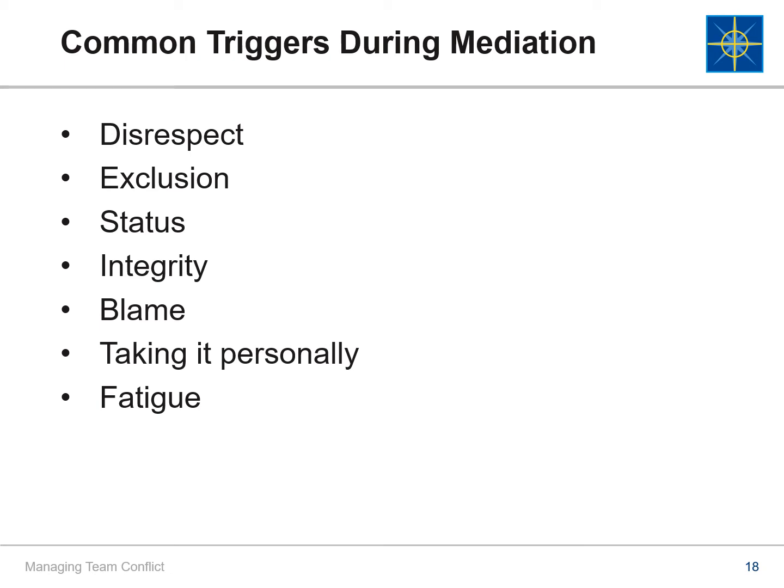Be alert for powerful triggers, such as if one party is dominating the conversation, excluding the other. If a party begins referring subtly or otherwise to their superior rank or status in the organization, this can also be a trigger. Don't allow the parties to call each other's honesty into question. Instead, ask each to support their statements with evidence and facts.